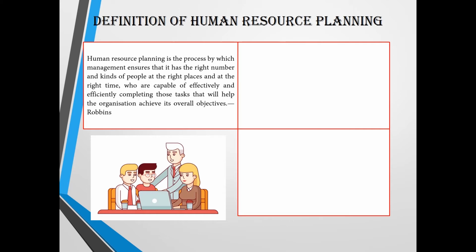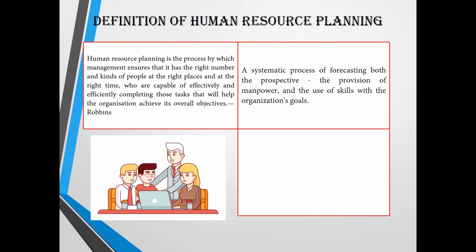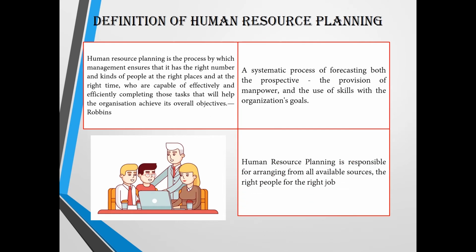In other words, human resource planning is responsible for arranging from all available sources the right people for the right job. Not only that, it also anticipates the vacancies that arise as a result of employees' promotion, transfer, retirement, terminations, and so on. But what does it mean by that?